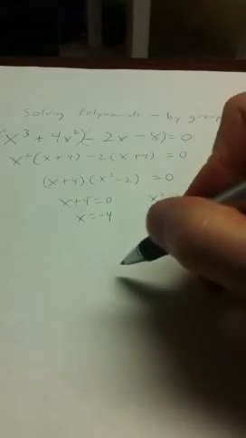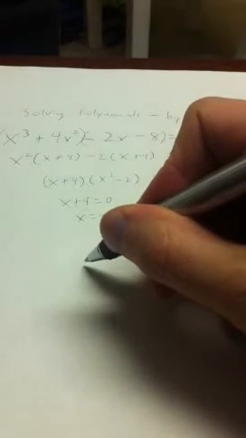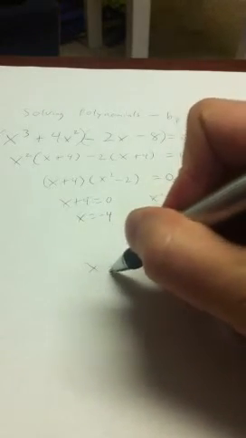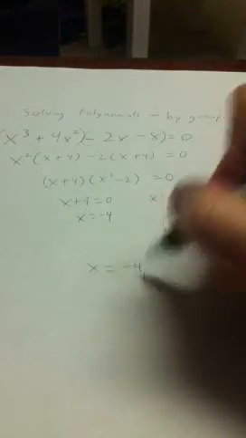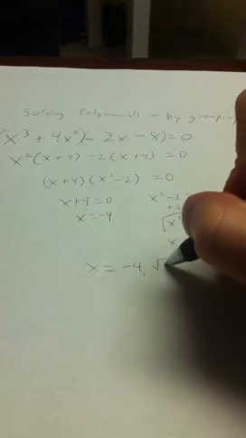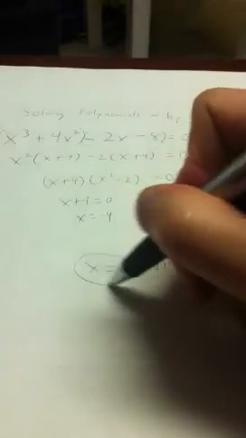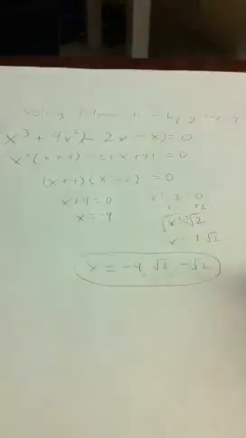So my final answer is the 3 different values. Since it was a cubic, I should have 3 answers. So I get x equals negative 4, square root of 2, and the opposite of the square root of 2. And those are my 3 answers.